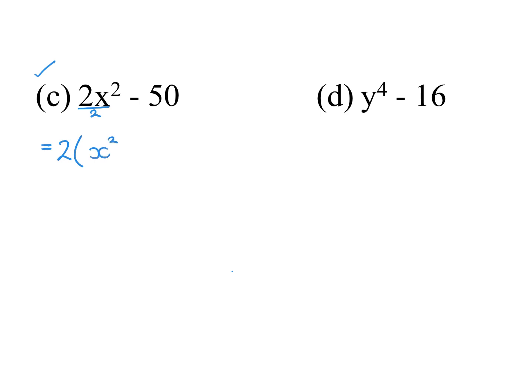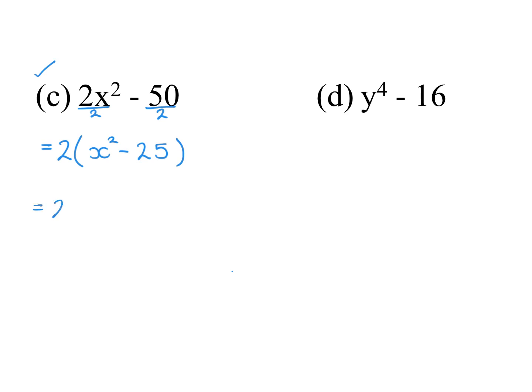Okay, 2x squared divided by 2 is x squared, and negative 50 divided by 2 is negative 25. Close the bracket. Now look carefully. Notice within the bracket, it's actually a difference of squares. So we are going to have to factor that out.